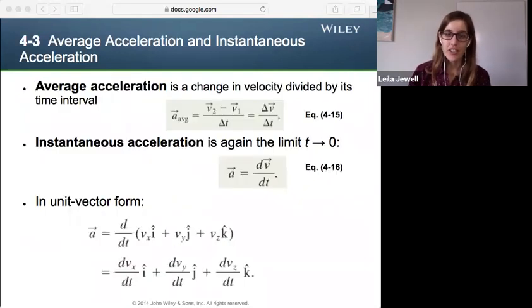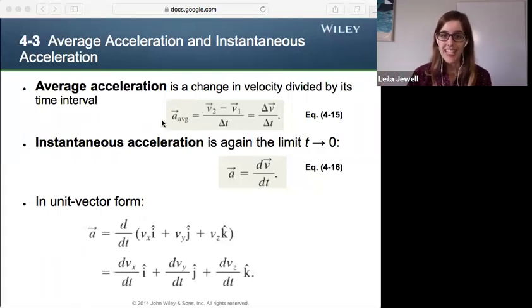So our average acceleration is going to be our same basic definition once again, change in velocity divided by the time interval. Once again, the only difference is now we have little arrows on top because these are now vectors and we can handle more than a single direction at once. That's great. It's much more interesting to work with more than just a single one-dimensional problem.